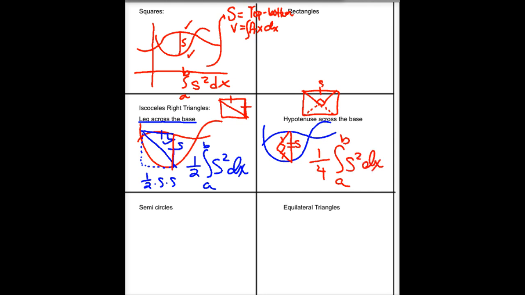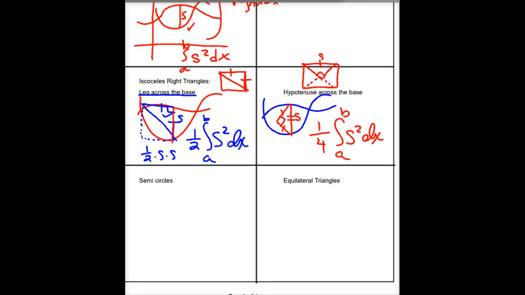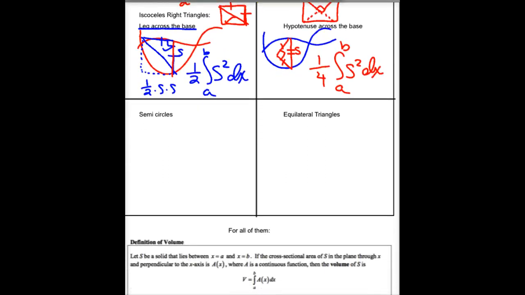So those three are all similar. The square is s squared. Isosceles with the leg across is a half of s squared. And isosceles with hypotenuse across is 1/4.